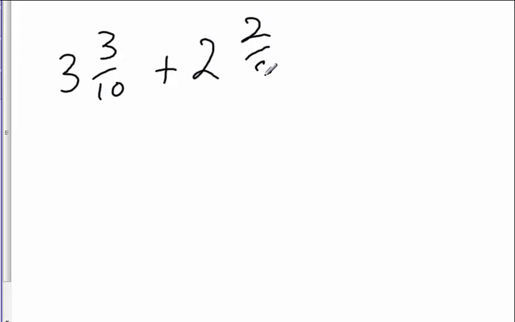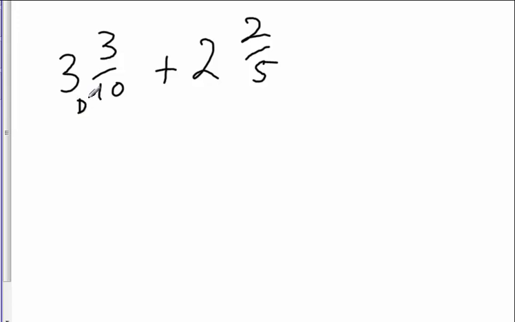Okay, so this time what I'm going to do is add together two mixed numbers: 3 and 3/10, and I'm going to add that with 2 and 2/5. The problem I have is that I can't add 3/10 and 2/5 together because I don't know what 2/5 is in tenths and I don't know what 3/10 is in fifths.